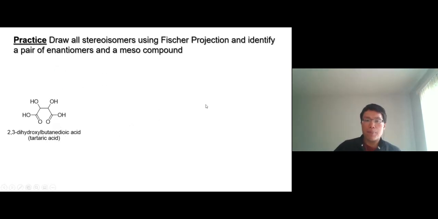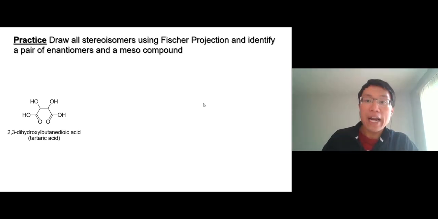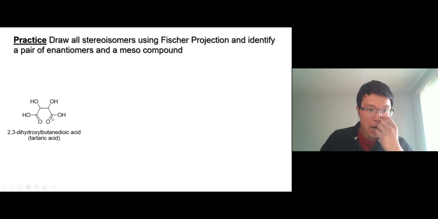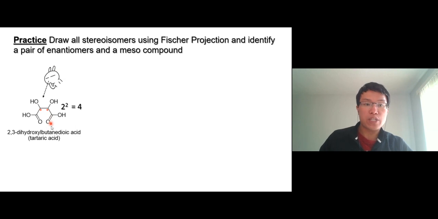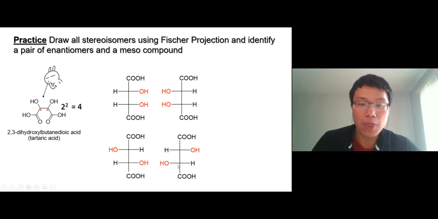All right, let's do some practice together right here. Draw all stereoisomers, and identify an enantiomer pair and meso compound. All right, this guy right here, tartaric acid. How many possible stereoisomers are there? Two chirocenters, so two to the second, so four total. All right, you can do it if you look from the top. This is a Fischer projection. You can do right and right, left and left. I said it wrong. Left and right, and right and left.